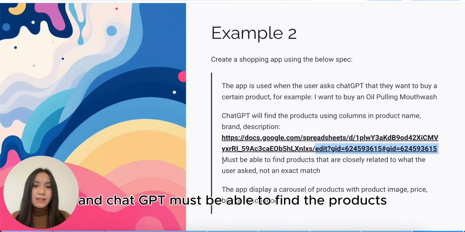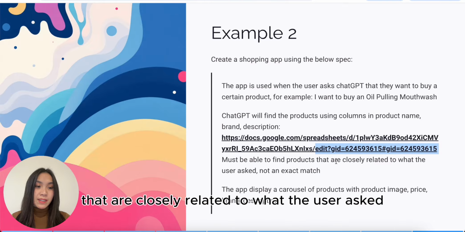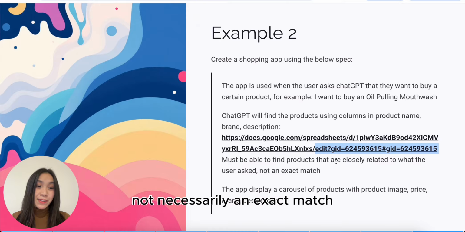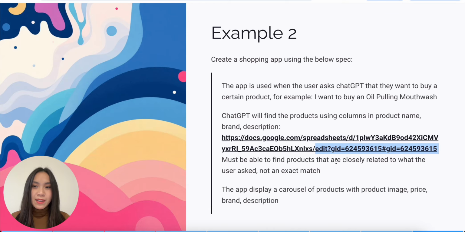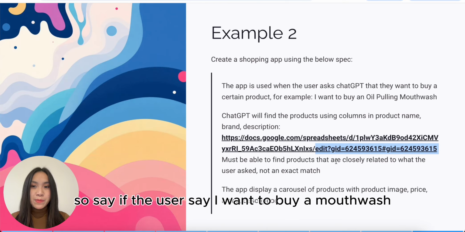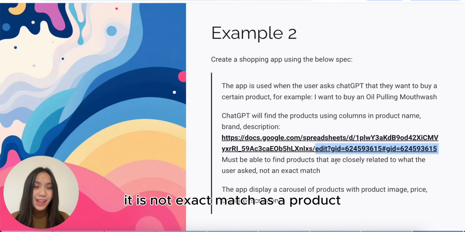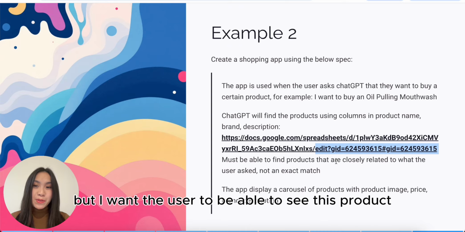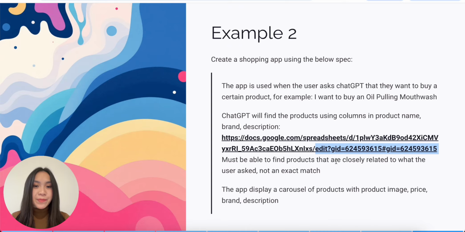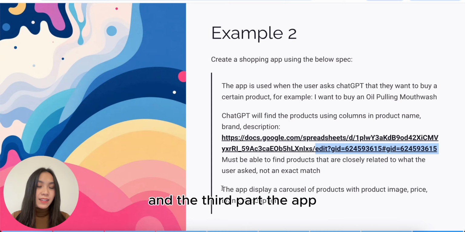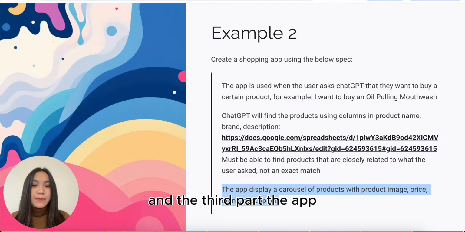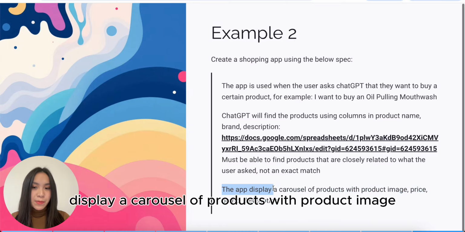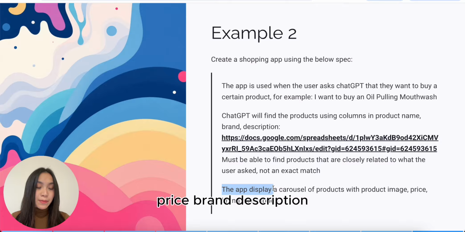And ChatGPT must be able to find the products that are closely related to what the user asked, not necessarily an exact match. So say if the user says, I want to buy a mouthwash, it is not the exact match as a product that is an oil pulling mouthwash, but I want the user to be able to see this product anyway. And the third part, the app displays a carousel of products with product image, price, brand, description.